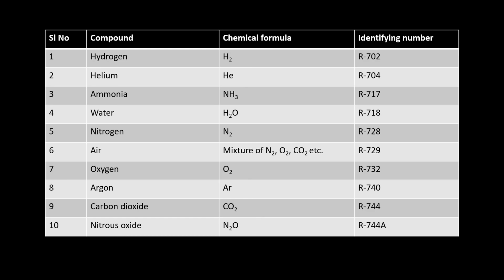Here are few examples of inorganic compounds and their identifying number. Hydrogen is assigned R702 as its molar mass rounded off to the nearest integer is 2. Similarly, water is R718. Air, depending on its composition, has a relative molar mass equal to 29. Hence, its identifying number is R729. At the end, we can see carbon dioxide and nitrous oxide. These two have the same relative molar mass when rounded off, which is 44. So to distinguish between the two, a suffix uppercase letter A is added to the identifying number for nitrous oxide.